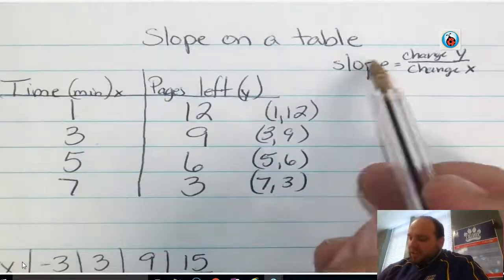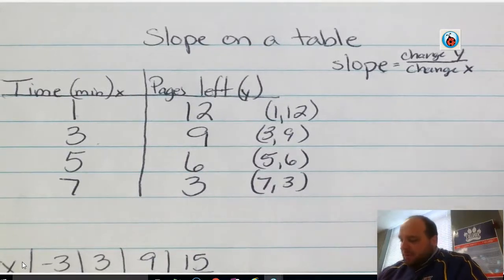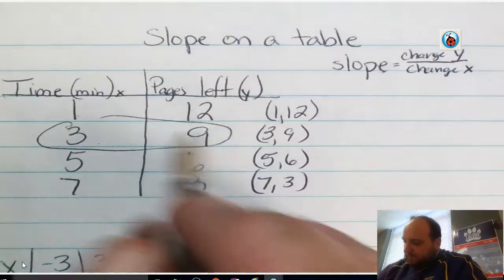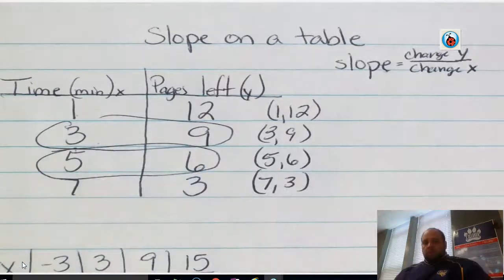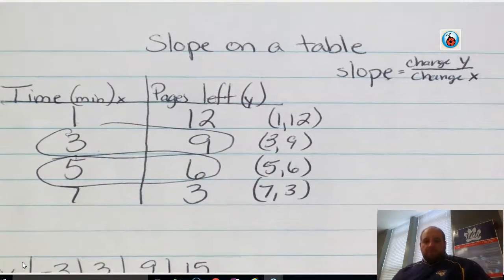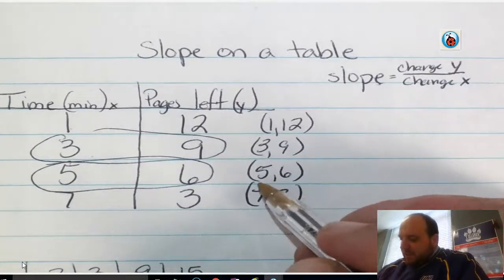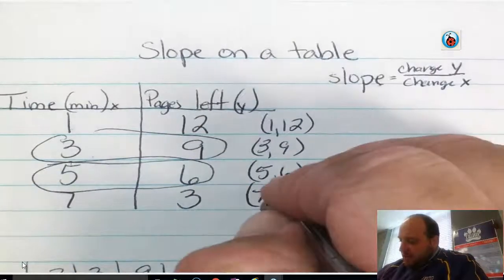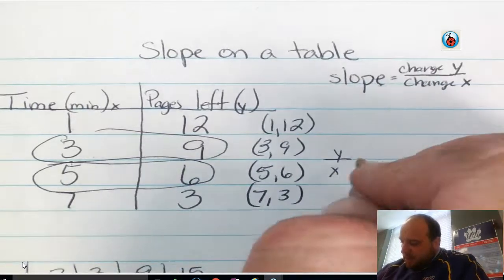What I'm going to do in order to find the slope from a table is pick 2 points. For this problem, I am going to pick 3, 9 and 5, 6. All right, I've picked 2 coordinate points, and let's go ahead and now find the slope. I'm going to use this first coordinate point first, 5, 6. I know that y has to go on top and then x needs to go on the bottom. That's what I need to remember.